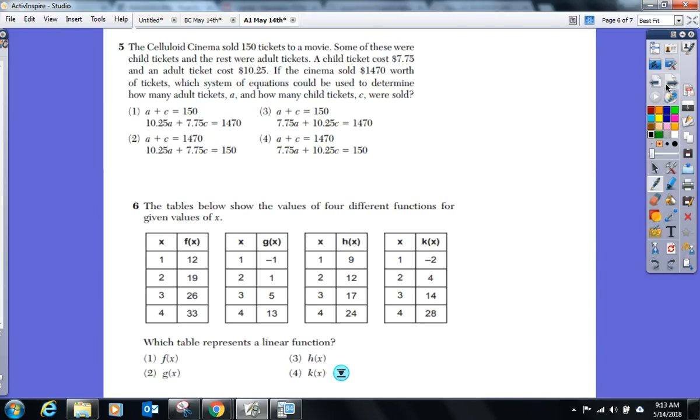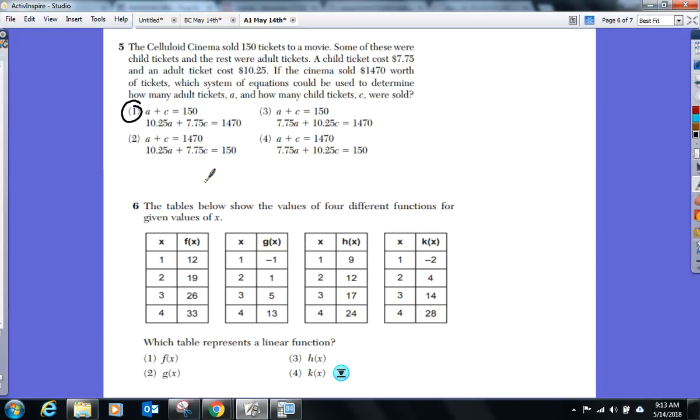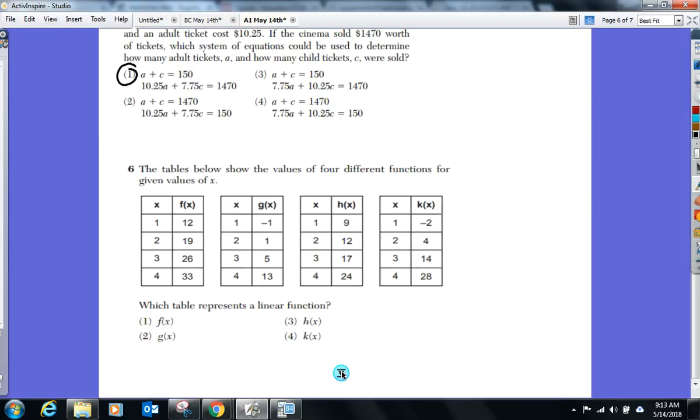Thank you. Choice one. Total tickets, adult and children tickets, 150. I'm not going to go into this one, but we should have the ability to solve this as well. That's coming up at the end of the packet. All right. We should have the ability to solve this. Number 6.